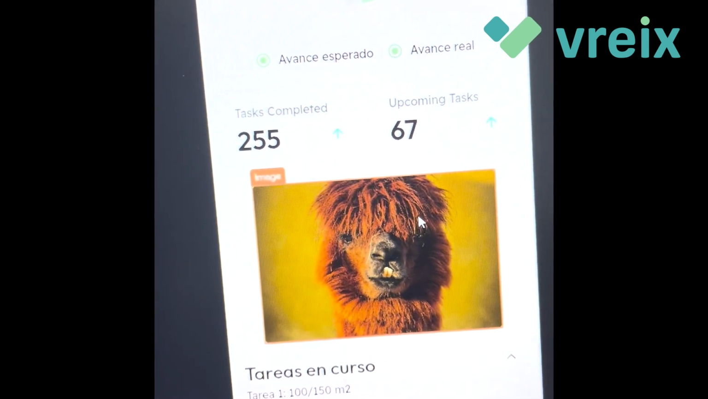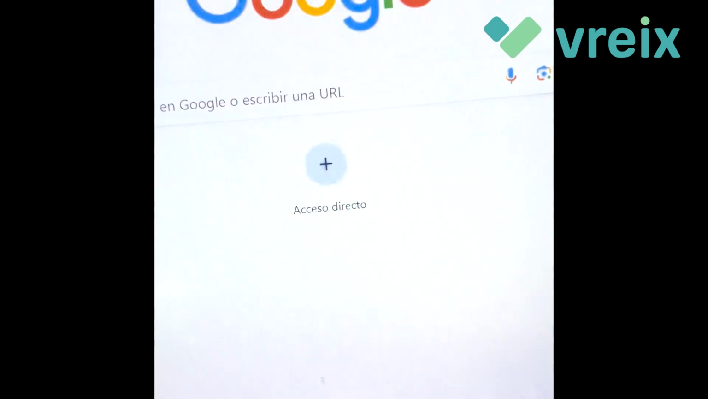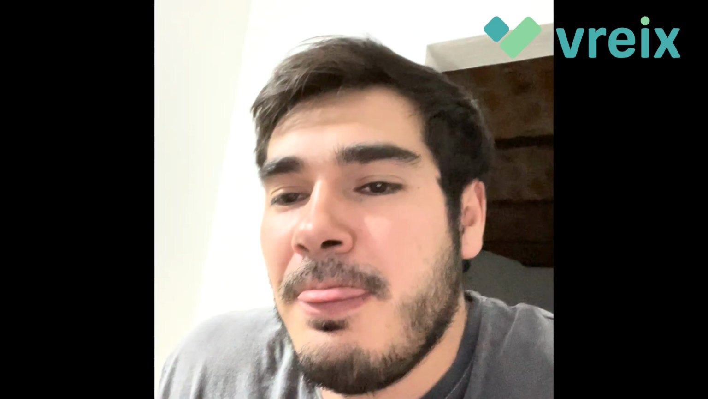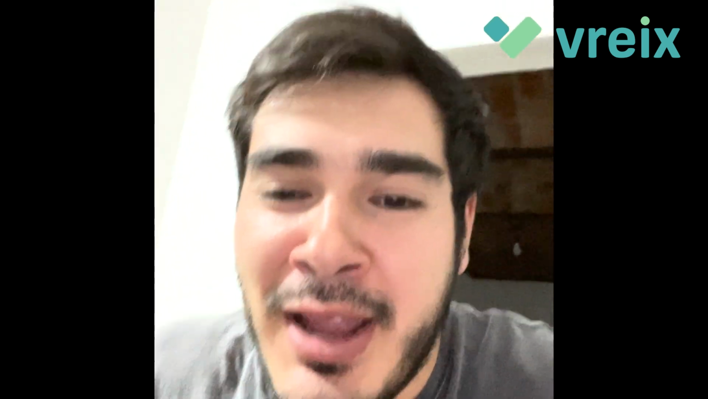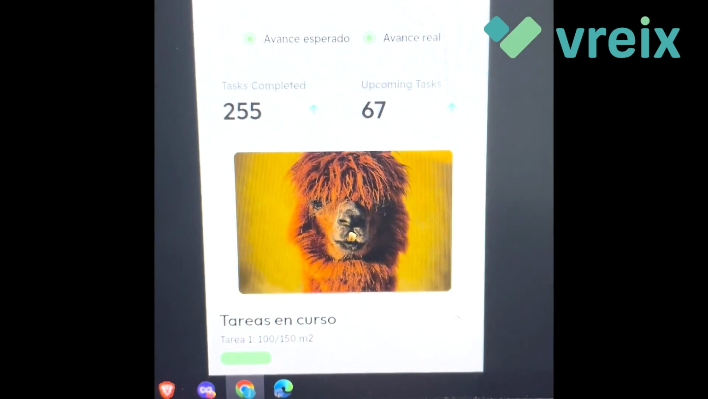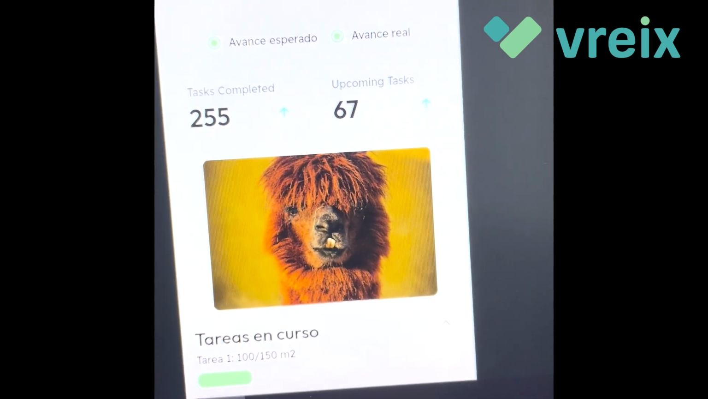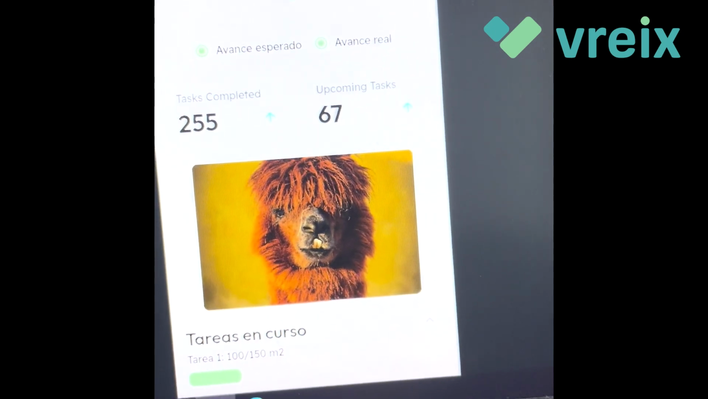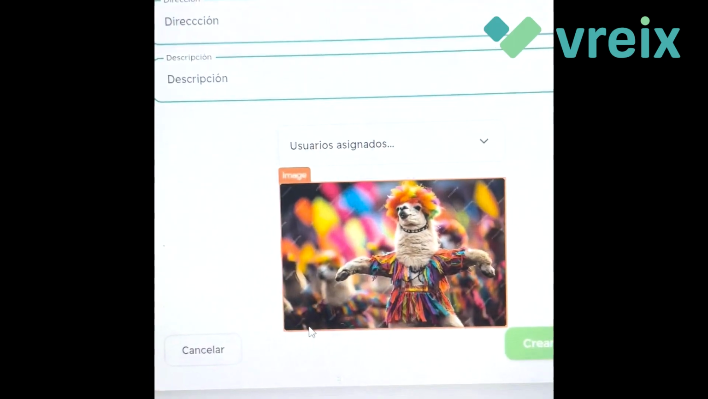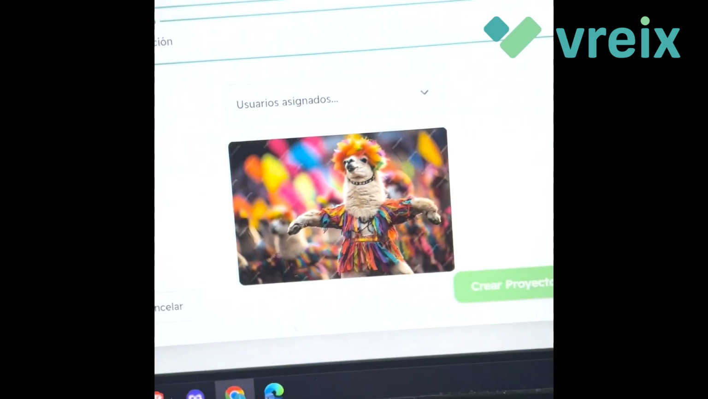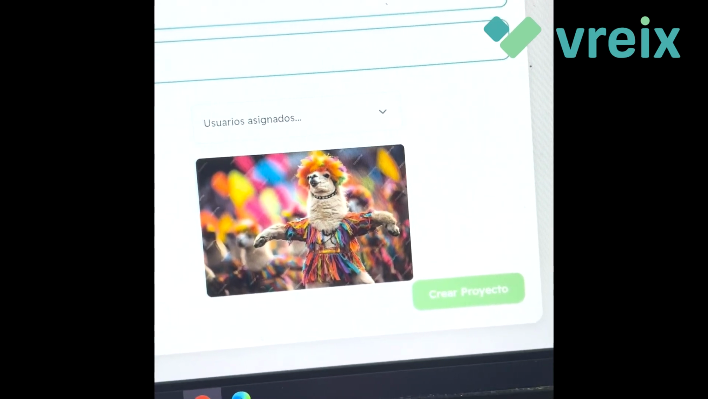And we have here this animal, alpaca in Spanish. I don't know how to say it. Let me search for it. It's the same word in Spanish and in English, alpaca. And we have more alpacas through all the application. For example, here we have this one, a dancing alpaca. We have another one here.